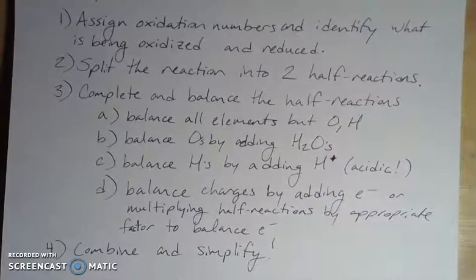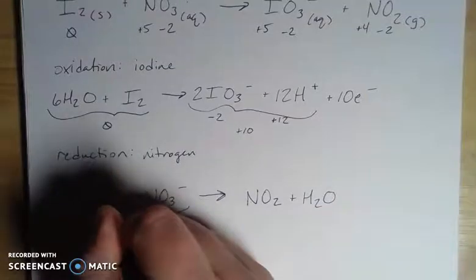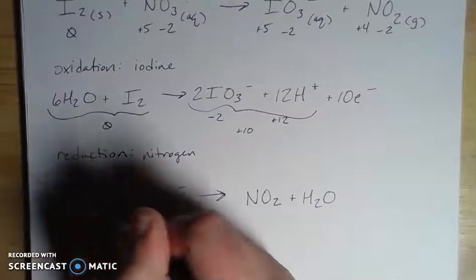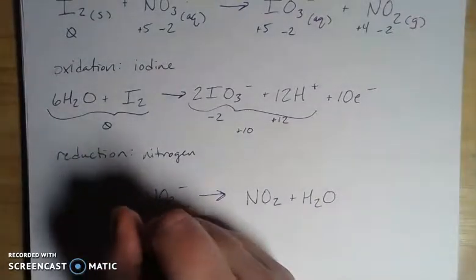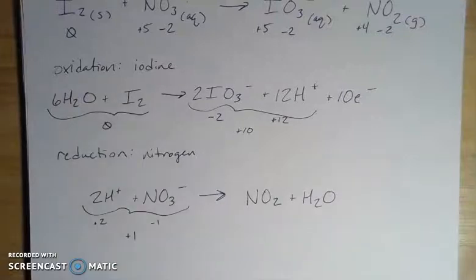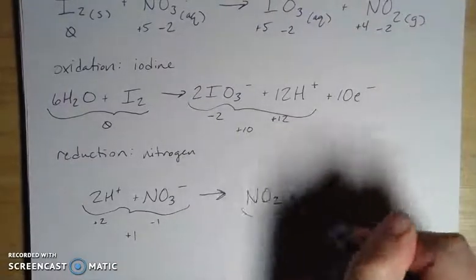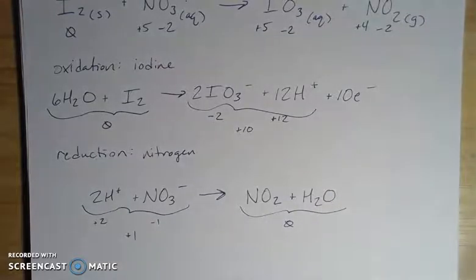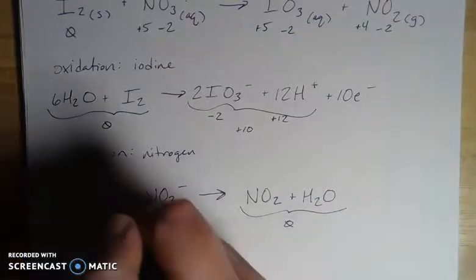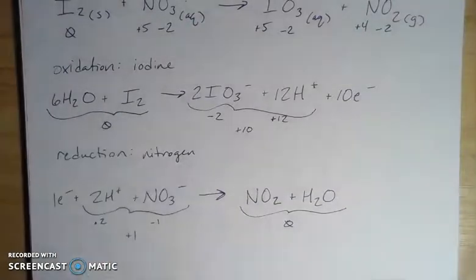And now I need to make sure that my charges are balanced out. So if we check out what's going on my reactant side, I have a 2+ here and a -1 here. So that means I have a net +1 charge here. And then on this side, I have a net 0 charge because this is a neutral compound, as is water. So in order to balance out these charges, I need to add 1 electron to this side.